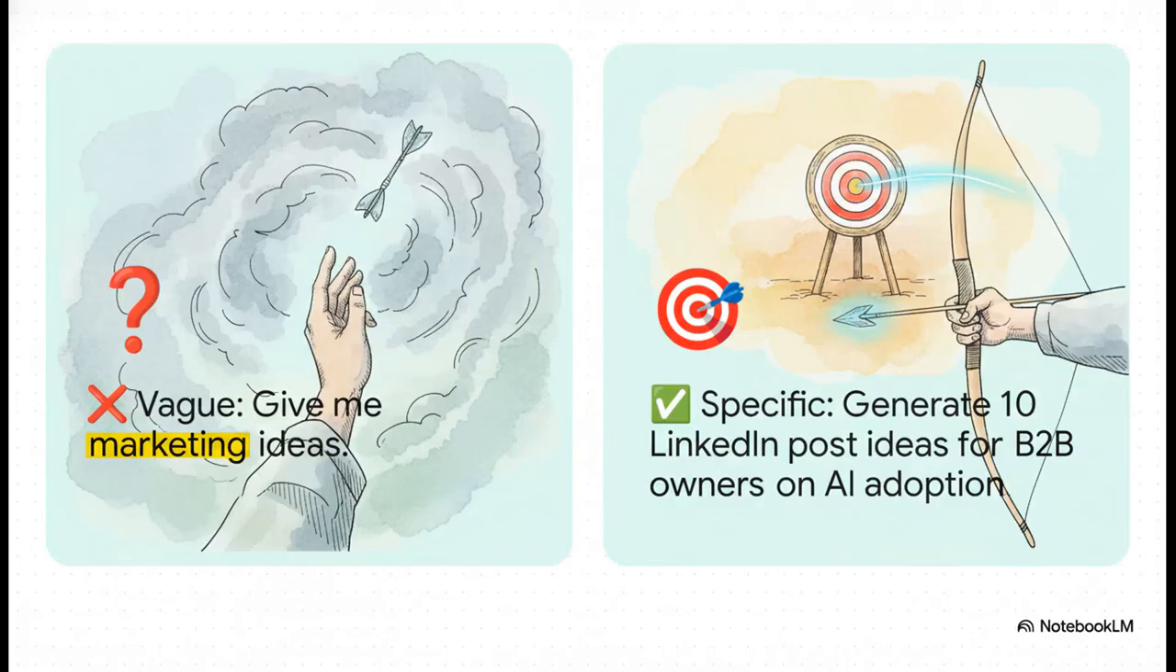And just look at the difference this makes. On the left, give me marketing ideas. That's a total shot in the dark. But look at the right. Being specific, asking for 10 LinkedIn post ideas for B2B owners about AI adoption, that gives the AI a crystal clear target to aim for.